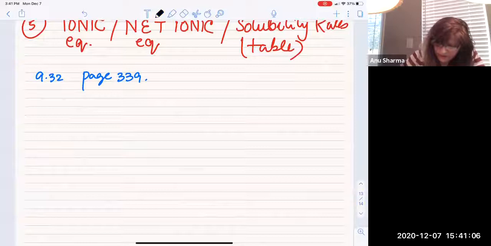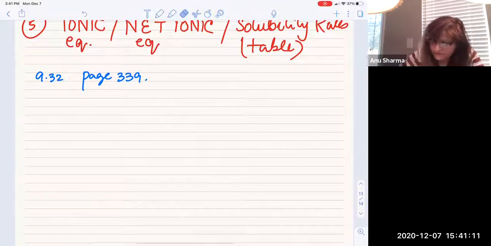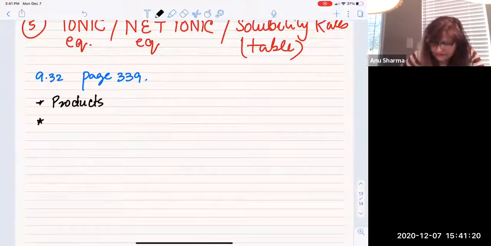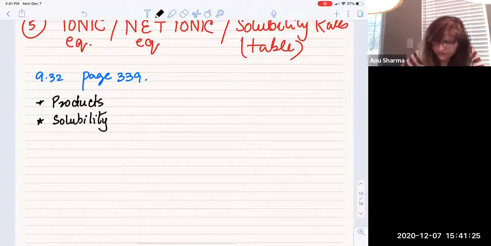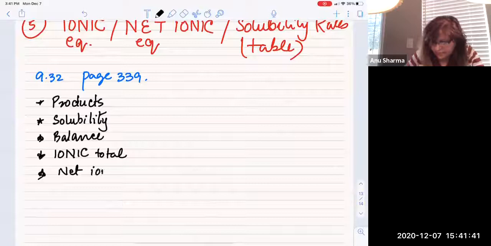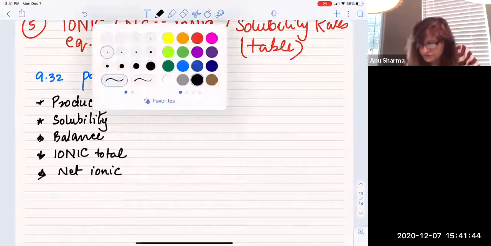First of all, identify the products. You should know how to identify the products when two things are reacting. Next is identify the solubility, whether it's soluble or insoluble. Next, you should know how to balance that equation. Next, you should know how to ionize that equation, write the total ionic, and then write the net ionic. All this is important stuff. So let's do this.